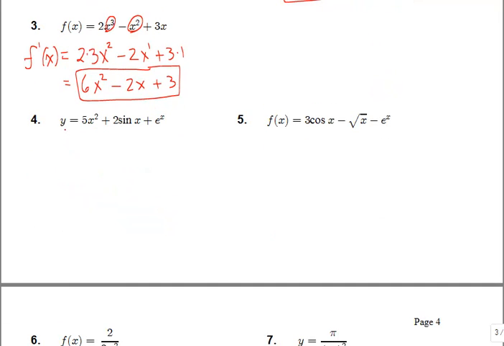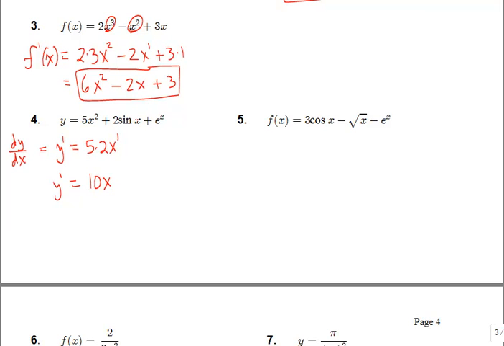Okay, the next one here is y equals 5x squared plus 2 sine x plus e to the x. So if I want the derivative of this, I need the derivative of y. Now just to review a couple of notations, you certainly could call this y prime, but it's also the same as dy over dx. That also means the derivative of y with respect to the variable that we're using here, which is x. So to start with, the derivative of 5x squared. The 5 will stay put, the 2 comes down, and we subtract 1 from the power, so it becomes an x to the first. So y prime is going to start off with a 10x.